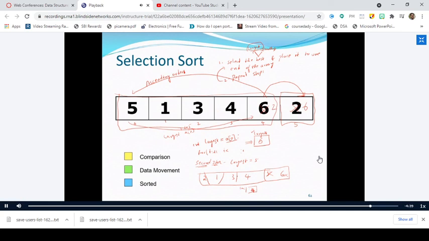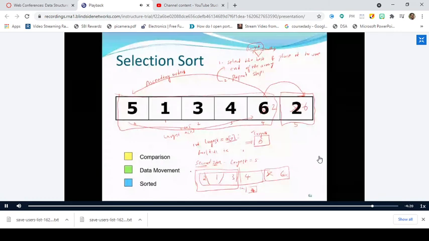nothing to swap, right? Similarly, after this, you select the best element from 2, 1, and 3. 3 is the largest element, nothing to swap. After you find that 3 is the largest element, since it is the last element of the subarray, nothing to swap, right? Now next iteration, 2 and 1, find the largest element.